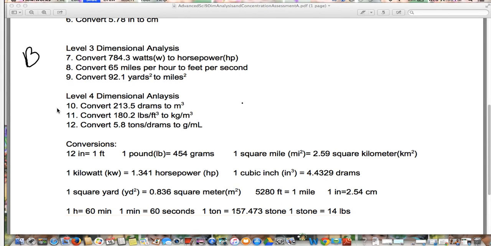Right. We're going to go ahead and skip down here to number 9 now. So I've got 92.1 yards squared. I'm going to place that over 1. We're going to try to get to miles squared. So let's go down here and see what we have.